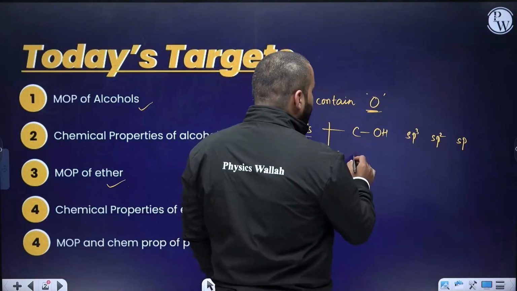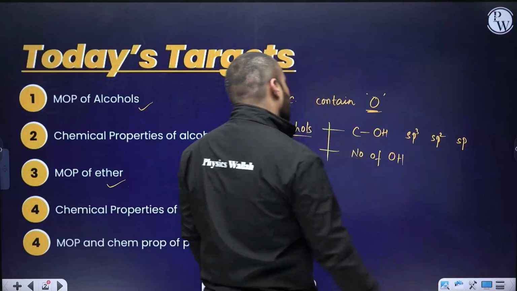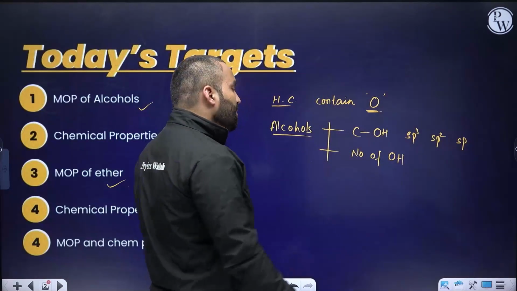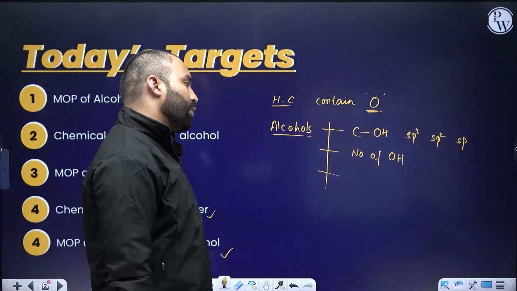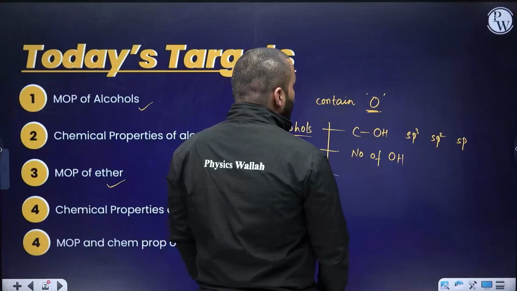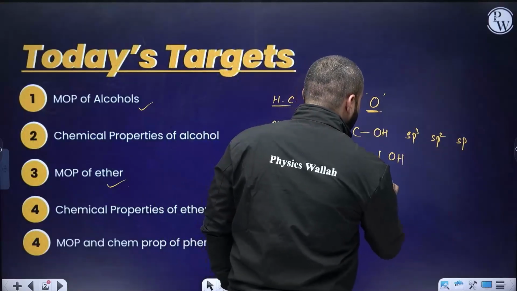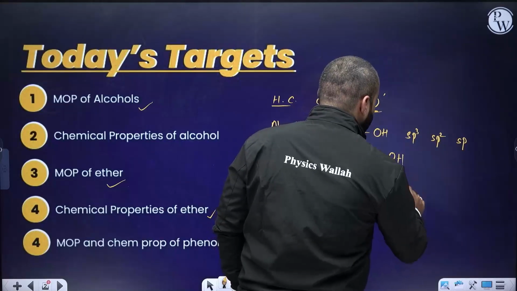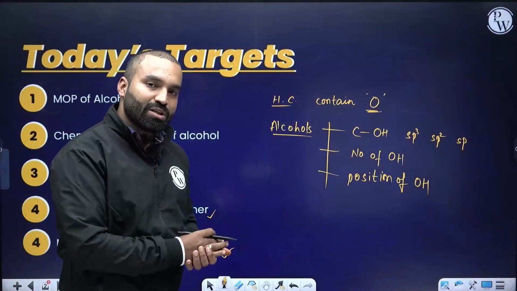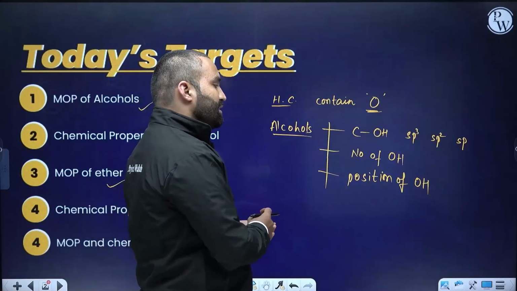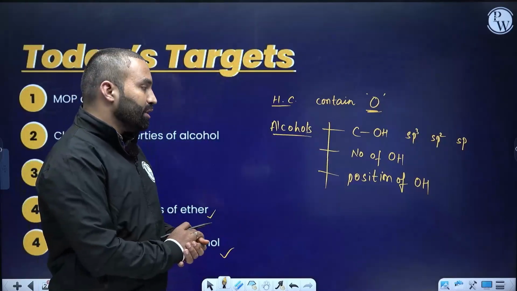Then we have a category based on the number of OH groups present. I can have one OH, two OH, three OH, or many OH: monohydric, dihydric, trihydric and then polyhydric. Then we'll discuss vicinal dihaloid, the position of OH. If two OHs are present on consecutive carbons, carbon number 1 and 2, or if there is a gap in between, we'll discuss all these kinds of categories.